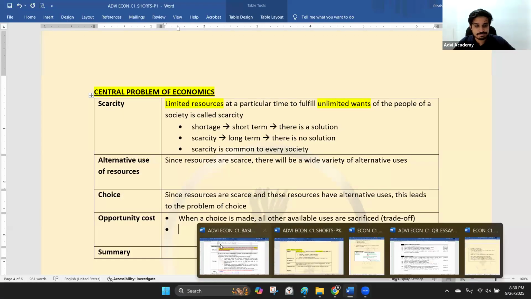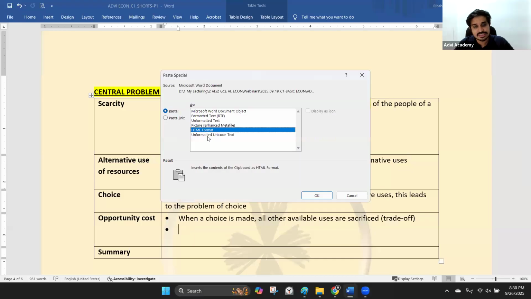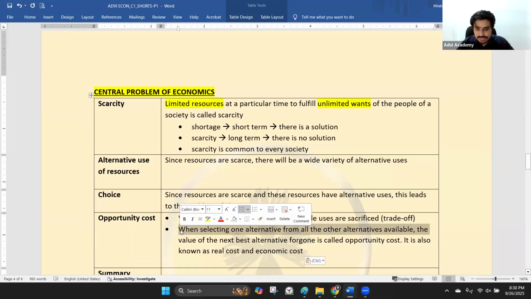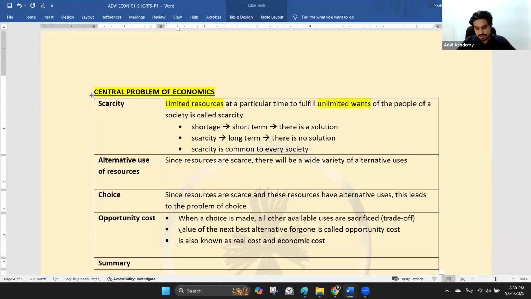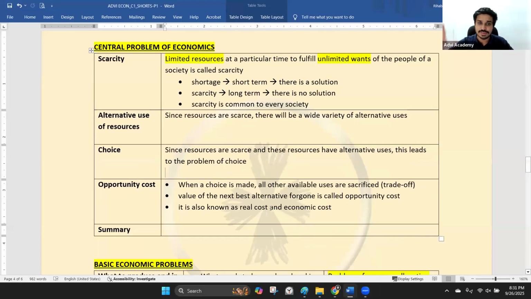So your definition is: when selecting one alternative from all the other available choices, the value of the second best alternative that was sacrificed is what is called opportunity cost. It is also known as a real cost because at the end of the day, we are losing something actual in life. It is also called an economic cost, because these are not always calculated in accounting. In accounting, we don't do opportunity cost calculations. We only focus on this in economics, in terms of what we are actually losing.